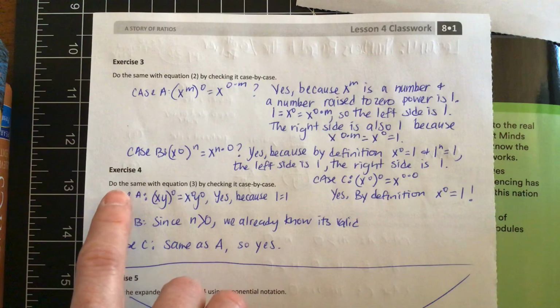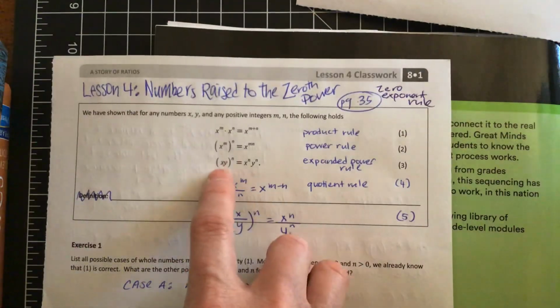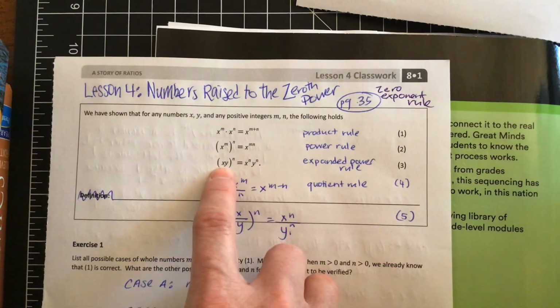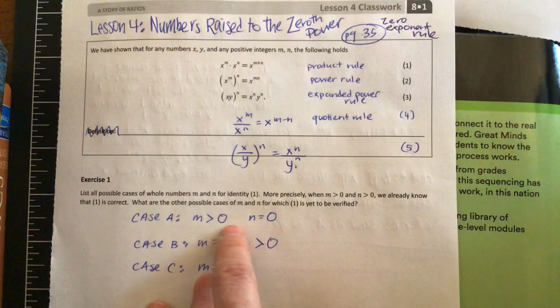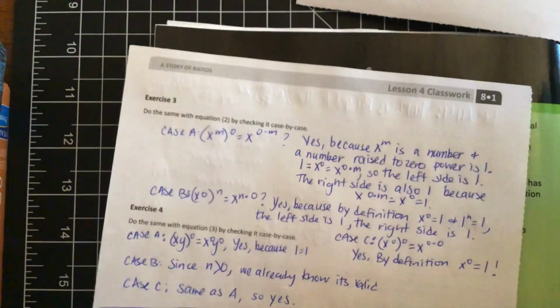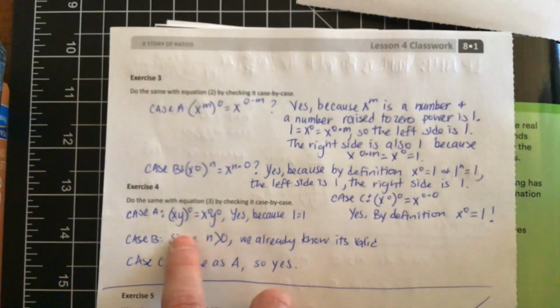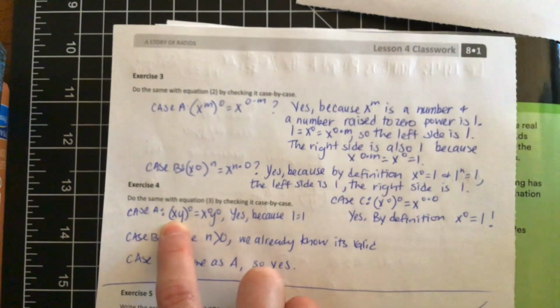And exercise 4. Do the same thing with equation 3. Equation 3 is the expanded power rule, so I'm going to be using that expanded power rule and replacing it with case A, case B, and case C. Case A is, right, n is 0.